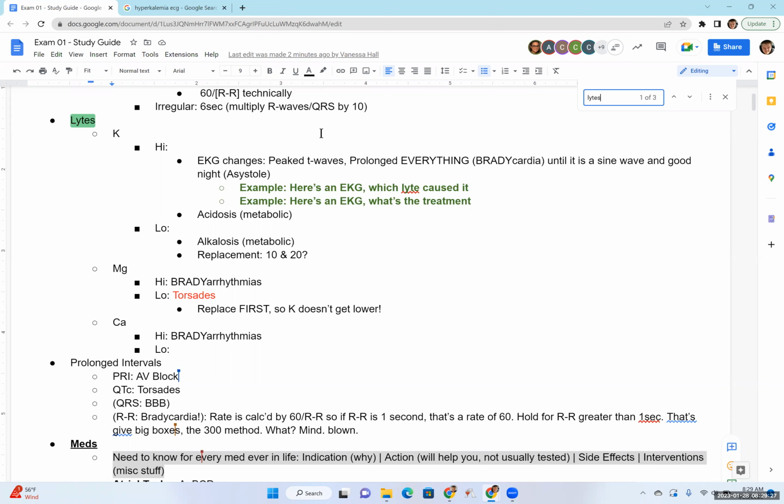So 2 big ones at least, because 2 big ones is 0.40, right? And at least 2 small boxes, right? That would tell you that you have a prolonged QT. Then you're thinking, well, what is prolonged QT? It puts me at risk for torsades, but what else? Prolonged QT.